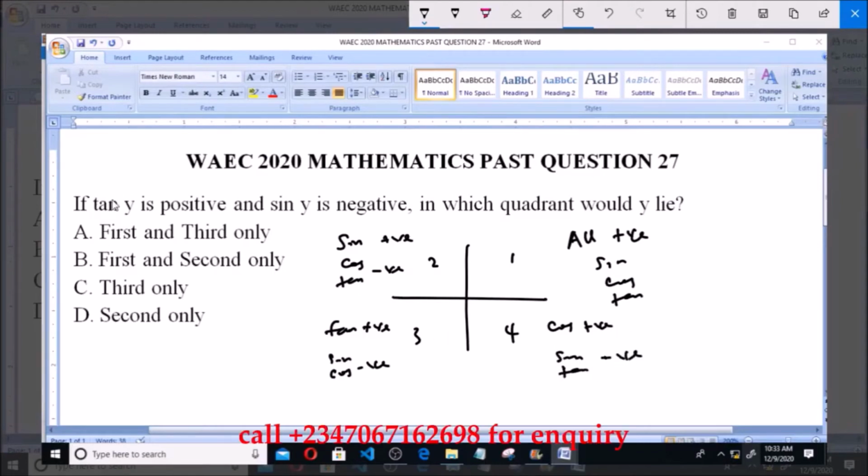Now, from the question, it says tan y is positive and sin y is negative. It simply means that in that particular quadrant, tan is positive and sine is negative. Looking at that, the only quadrant where tan is positive and sine is negative is the third quadrant. So the answer to this question is option C, third only.